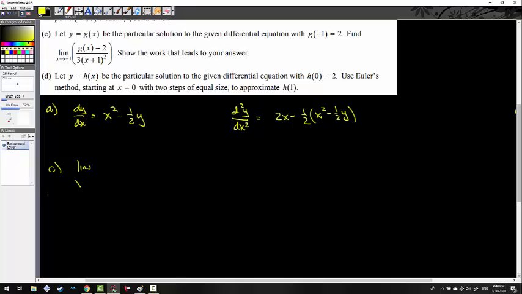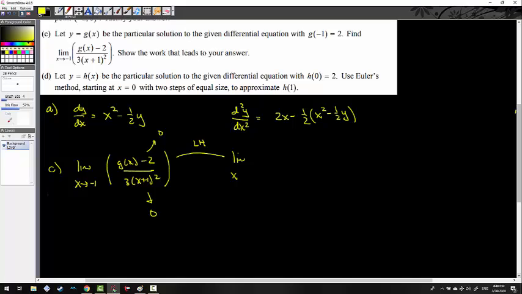Okay, I think we can do this. The limit as x goes to negative 1 of g of x minus 2 over 3 times (x plus 1) squared. Well, they told us that g of negative 1 is equal to 2, which means that if I let x go to negative 1, this deal up here will go to 0, and then this deal down here will go to 0. 0 over 0 is a very wonderful position to be in because it sets us up for our good old buddy L'Hopital to make his triumphant return.